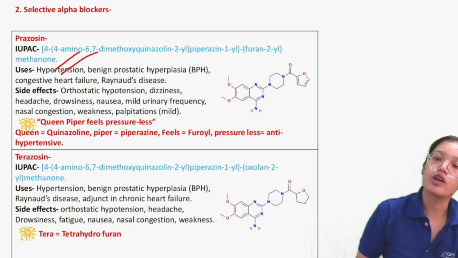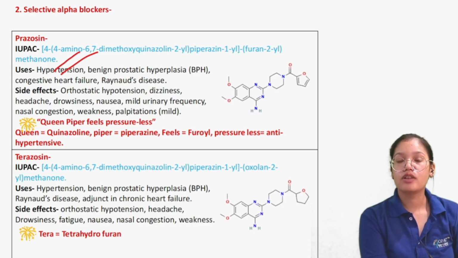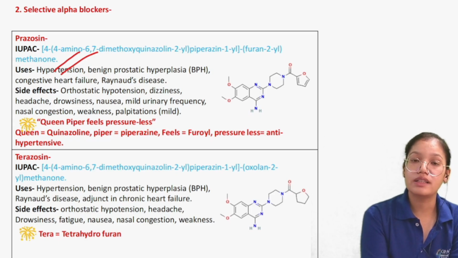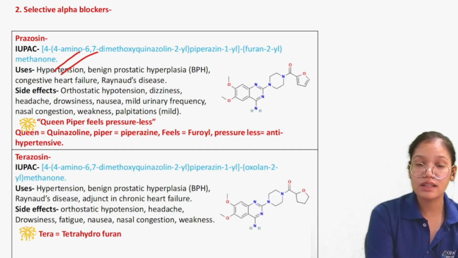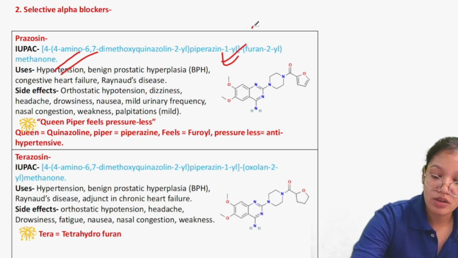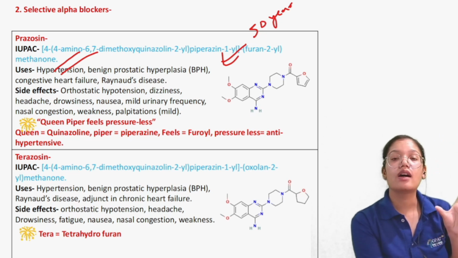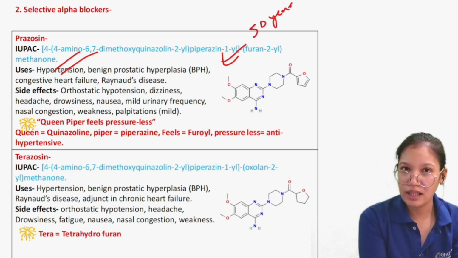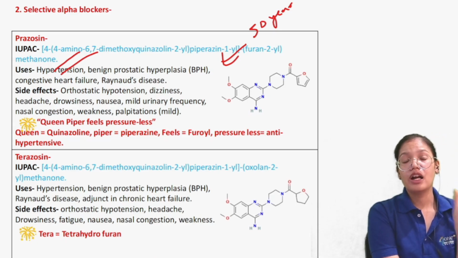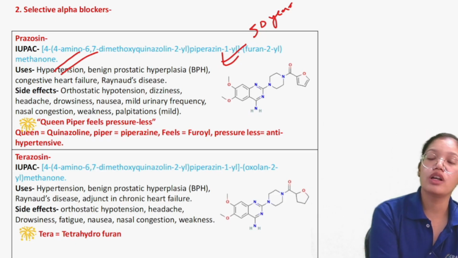Now we go on to the uses. Hypertension, for that it can be used. Then we have benign prostatic hyperplasia, BPH. Now what is this benign prostatic hyperplasia? It is basically a non-cancerous condition that affects men over 50 years of age. Basically there is an enlargement of the prostate gland present in men, and it is a non-cancerous type of enlargement. Due to that enlargement of the prostate gland, obstruction in the urinary flow can be seen.